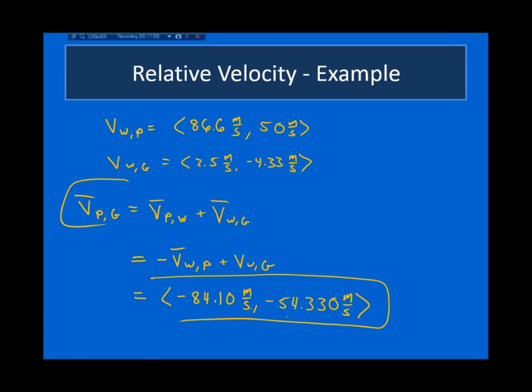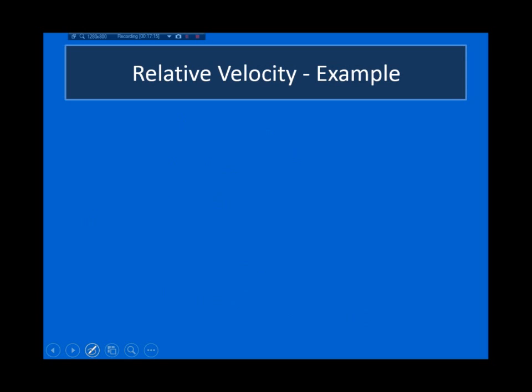So the very last thing, I asked for the speed that the plane was traveling at and the direction it was traveling at. So we need to actually find the magnitude and direction of this vector. So we found the velocity of the plane with respect to the ground was minus 84.1 meters per second in the x direction, or the east direction, and minus 54.33 meters per second in the north direction, or 84.1 meters per second west, and 54.33 meters per second south.